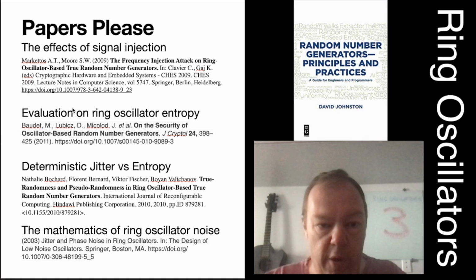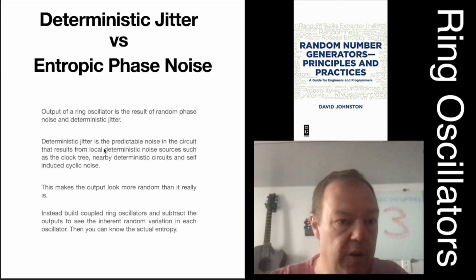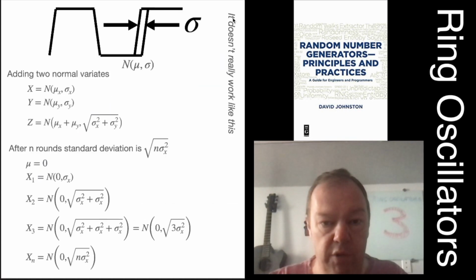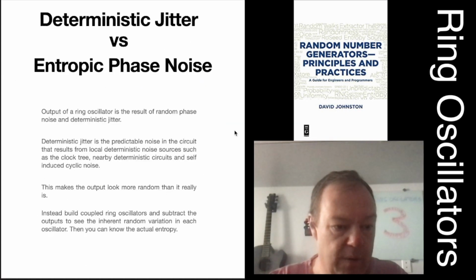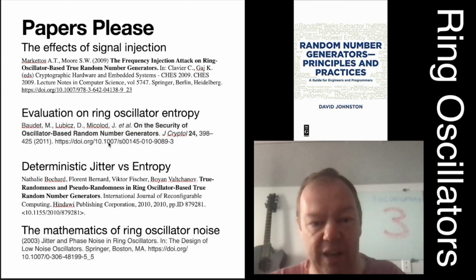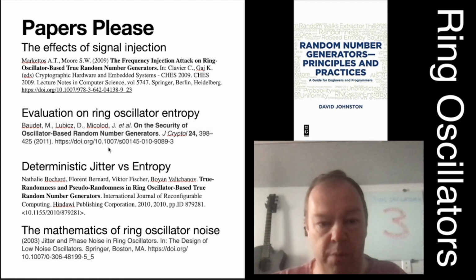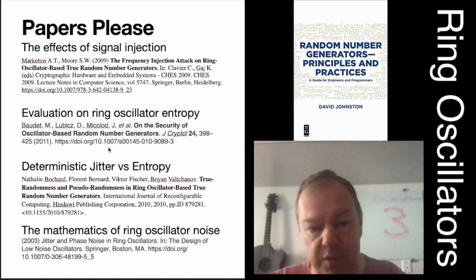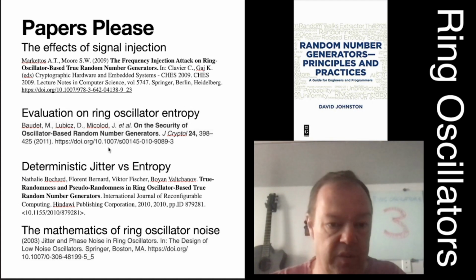There's a paper on the evaluation of the actual entropy in ring oscillators. So this is quite a good paper if you want to get into the mathematics of ring oscillator noise. This is a good reference. And so when I said earlier on, it doesn't really work like this, what I meant was it works like this in this paper, and there's quite a bit more math where he separates out the different types of noise and what the distributions are and how it all adds together.